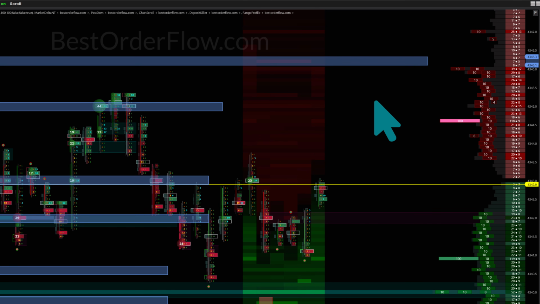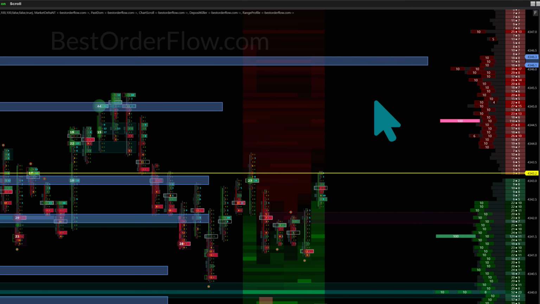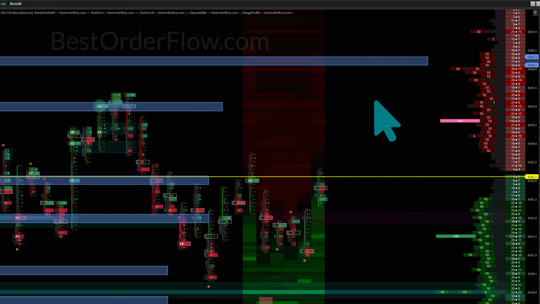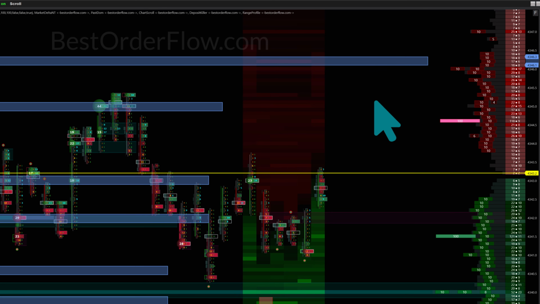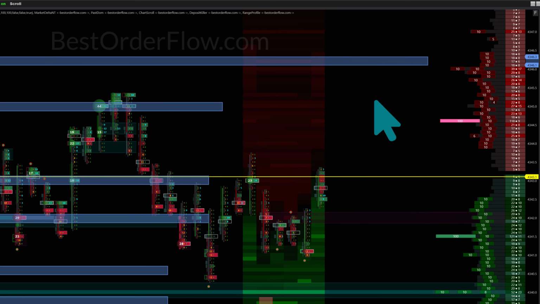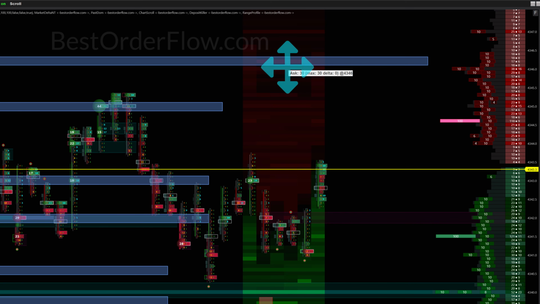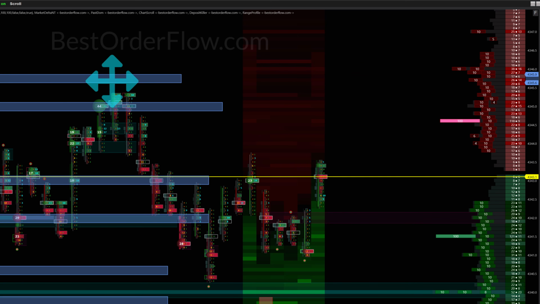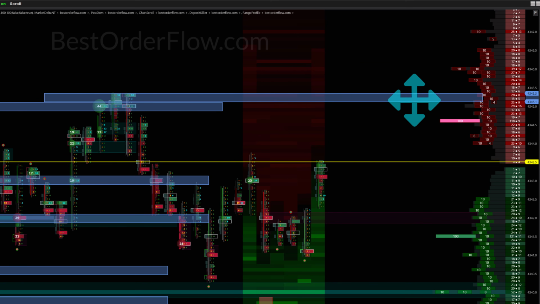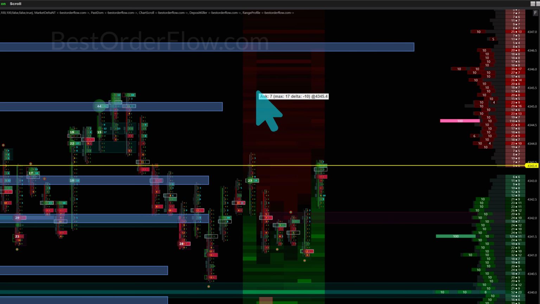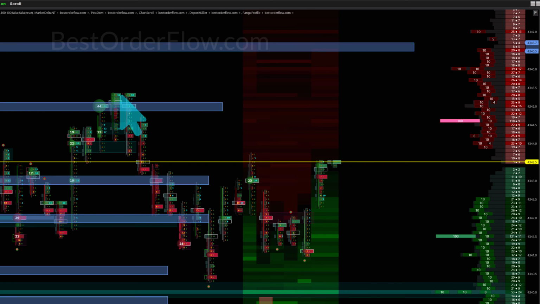There's no other software on the planet Earth, bookmap or whatever, that is able to do that. This is the only one. That's why I'm proud of this. But now I can see the reality. Is there liquidity sitting here? No. You can see it's a darker area over here, so there's no liquidity sitting right here.